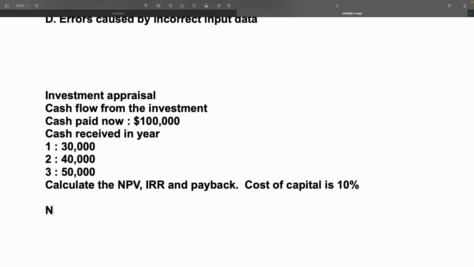Okay, so give me the answer for NPV. That's all. Give me the answer for this one.